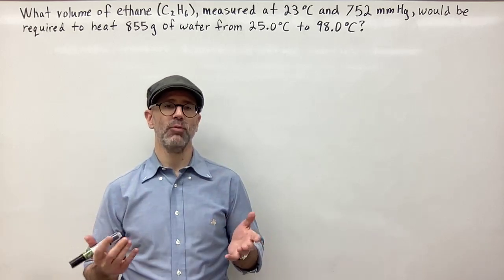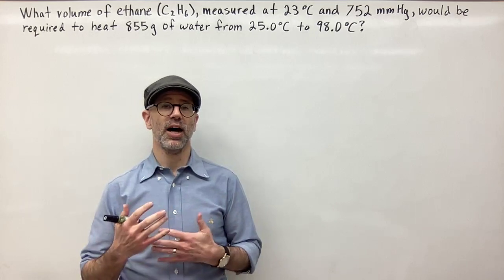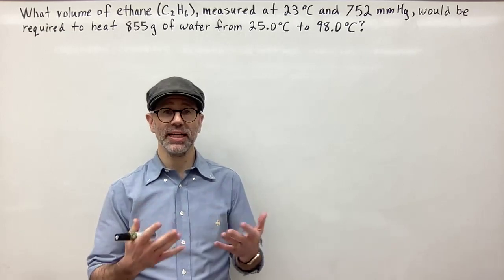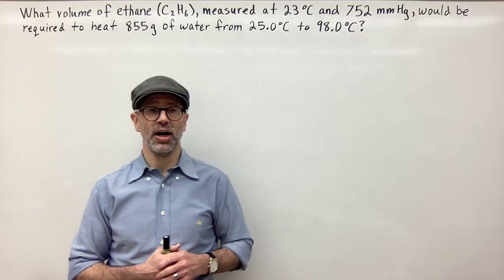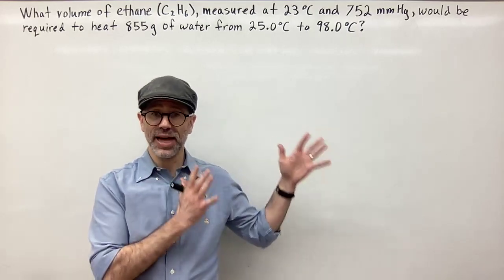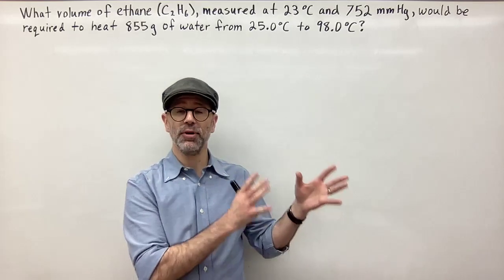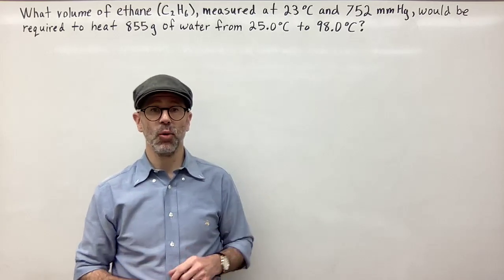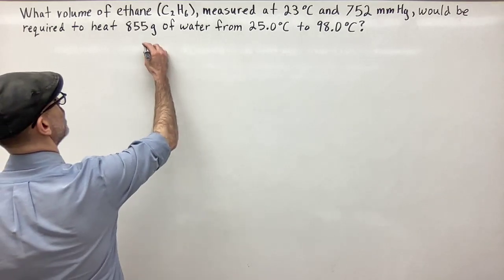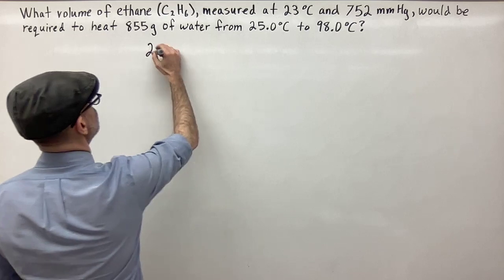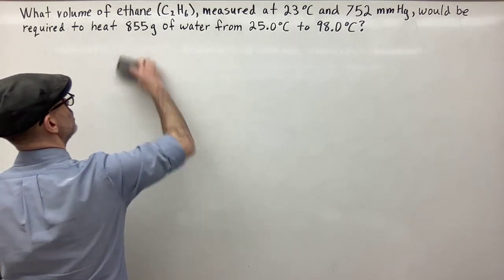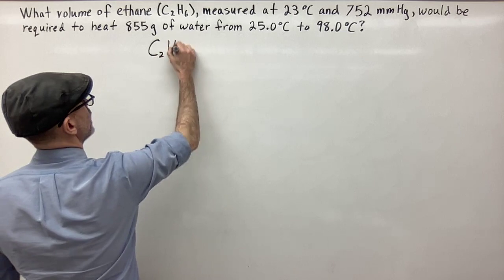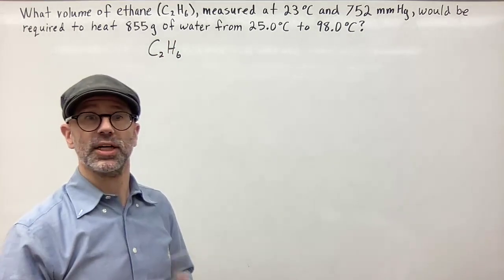So where do we begin? Well, first we need a balanced equation for the combustion of ethane, because remember the combustion of ethane is going to be giving off the heat. So think about it, we've got our ethane. We're burning it. We're going to use that heat to heat up the water. So we have a transfer of heat from the reaction to the water. So we need to know what the balanced equation is. So that's going to be C2H6, so that's the formula of ethane.